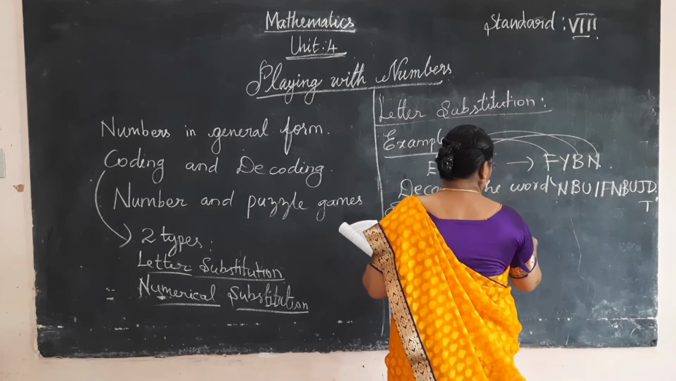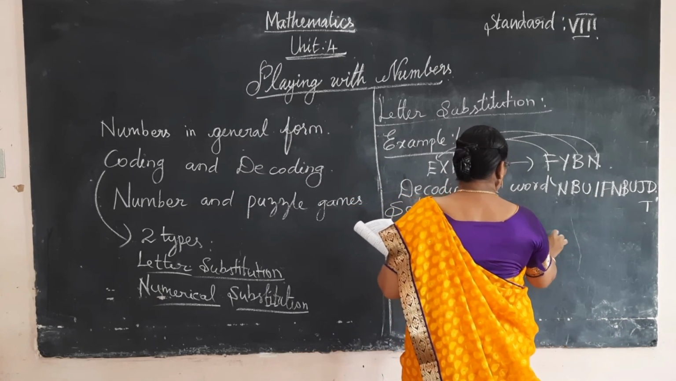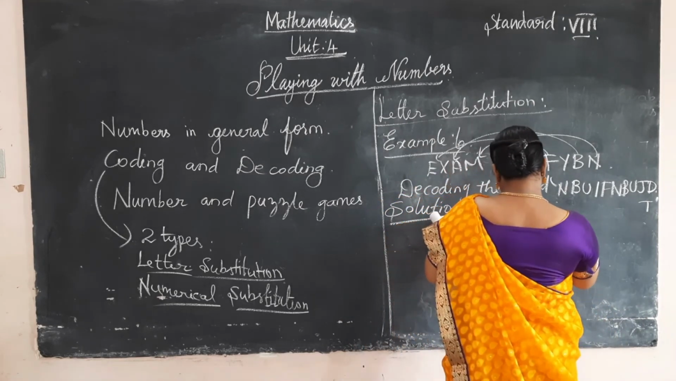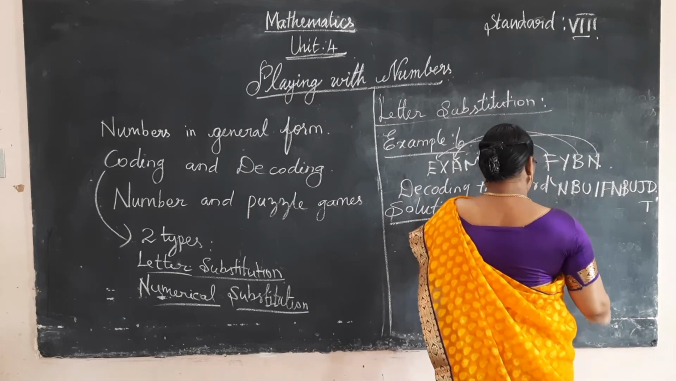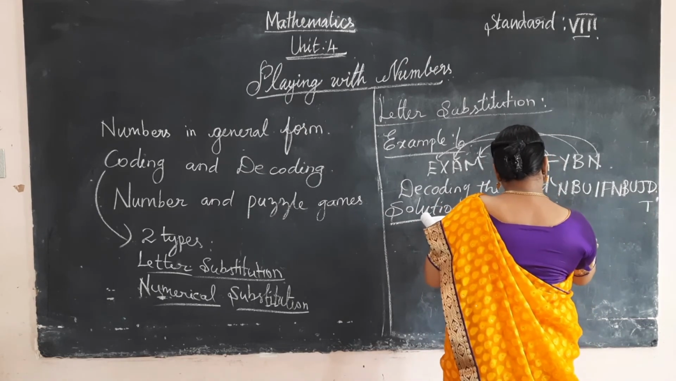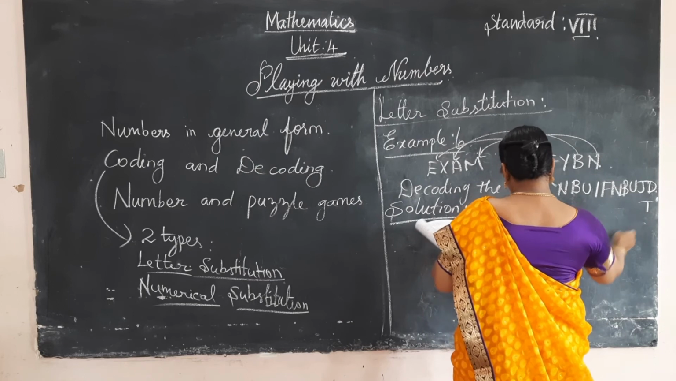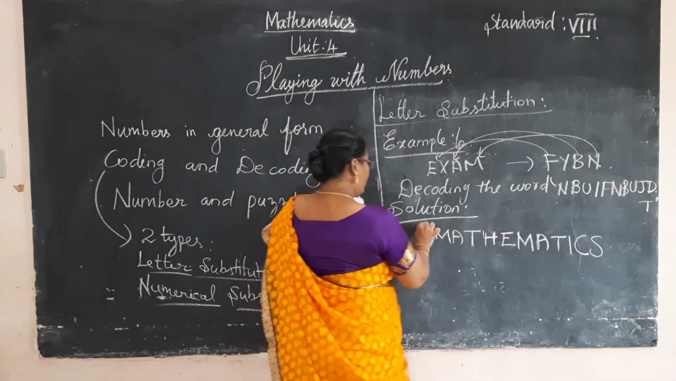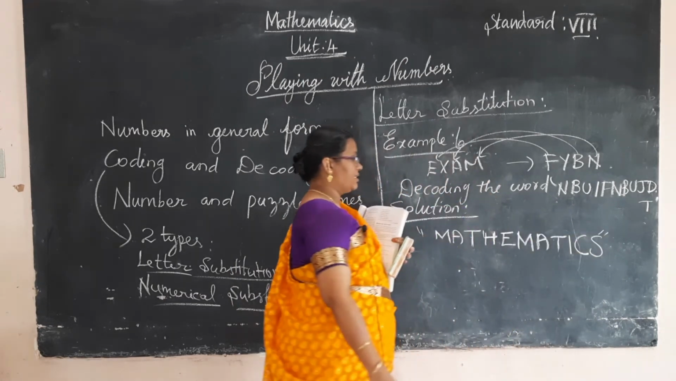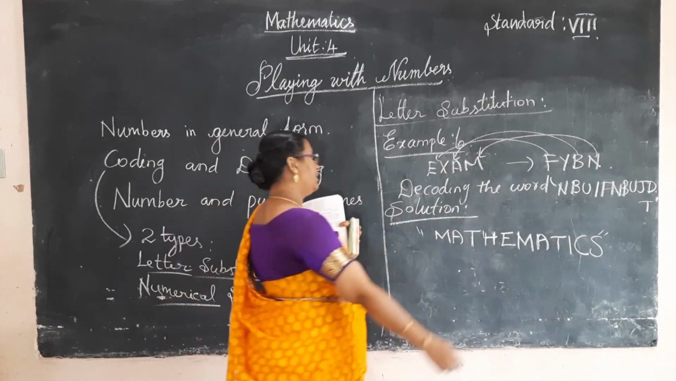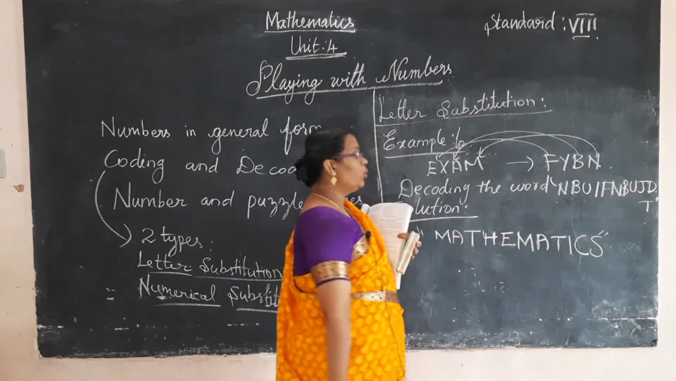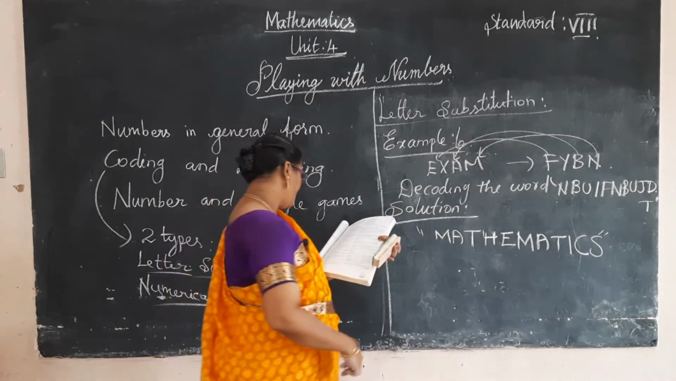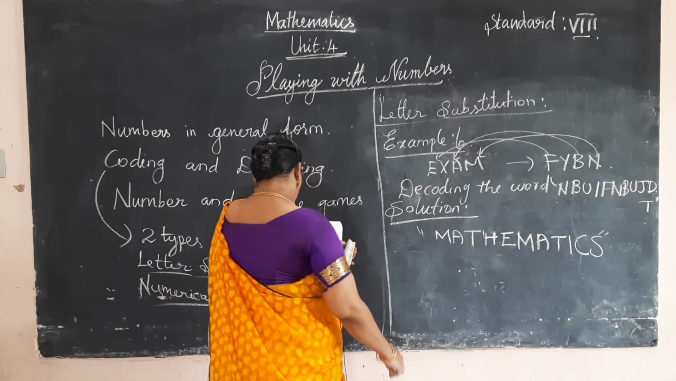N means M. A. U means T. J, before it I. D, before it C. T, before it S. So the decoded word is mathematics. Mathematics is the decoding of NBUIFNBUJDT.